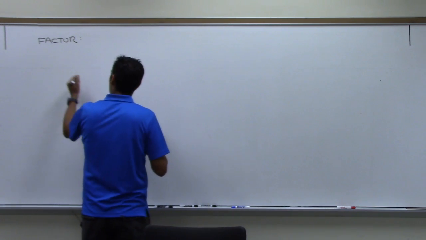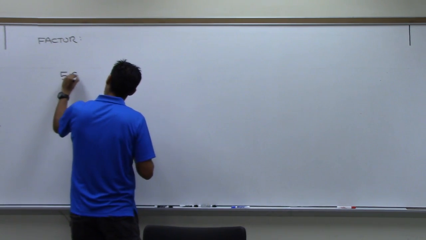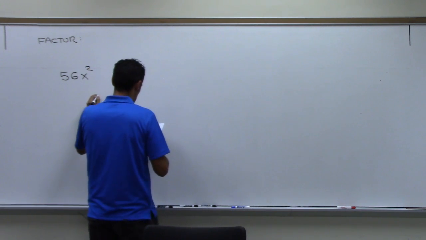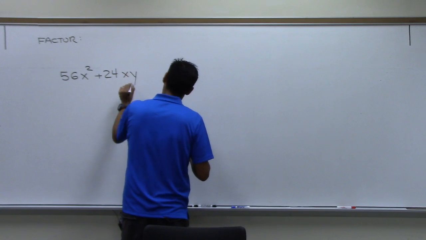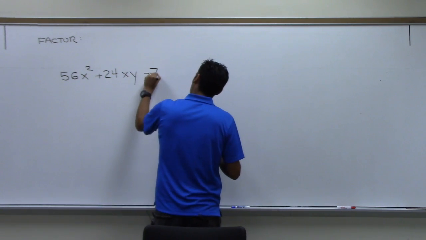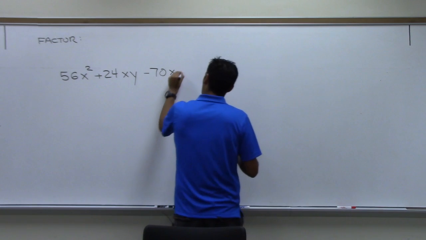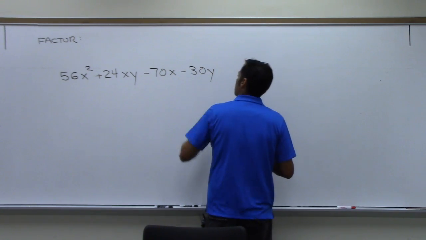Get some larger numbers here. 56x squared plus 24xy minus 70x minus 30y.